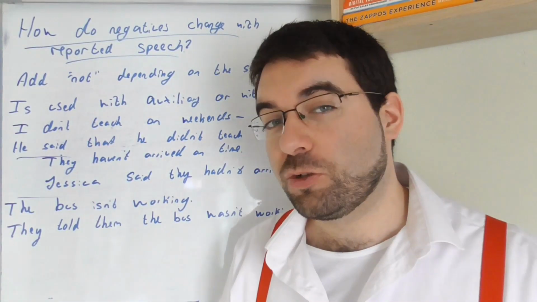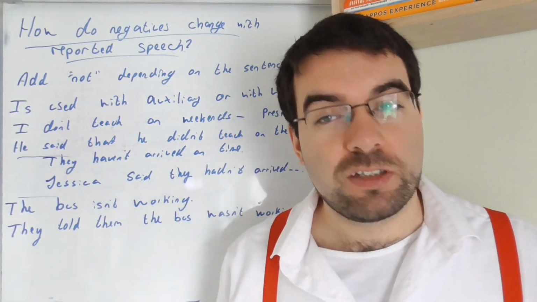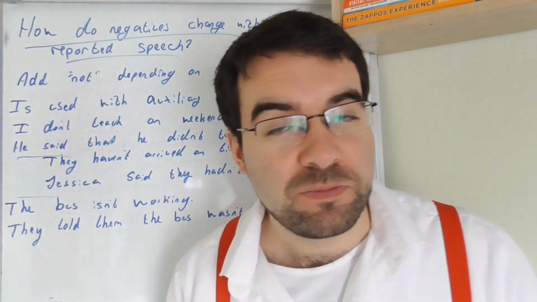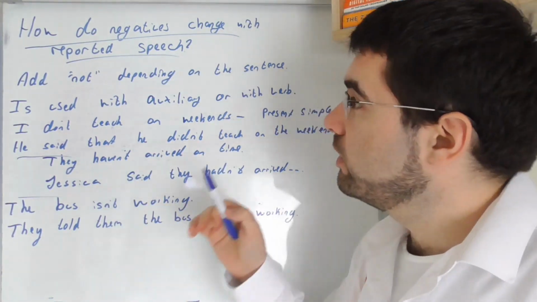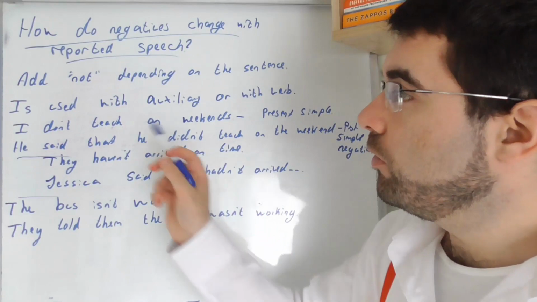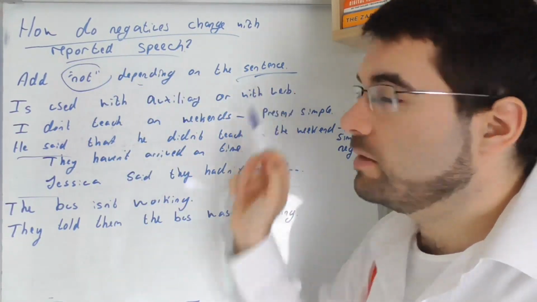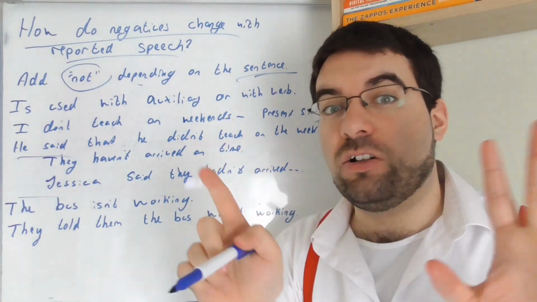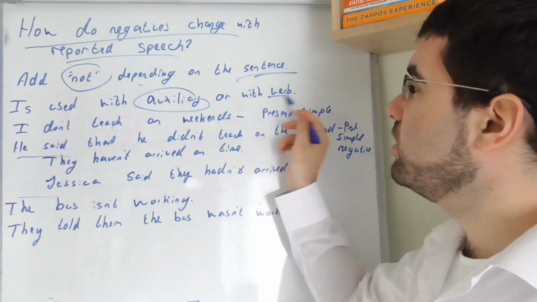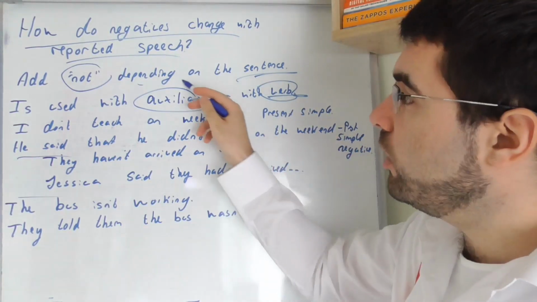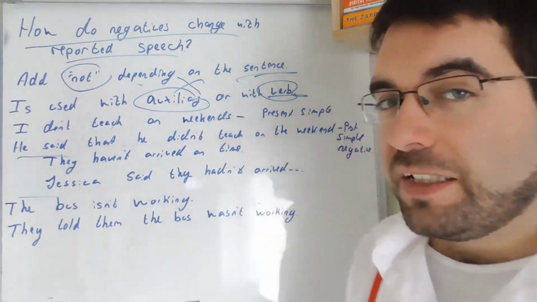Welcome to the channel, English with Adrian, helping you to expand your vocabulary, increase your English, and speak like a native Englishman. So let's have a look at how negatives change in the reported speech. We often, more often than not actually, add not, depending on the sentence. It's used with the auxiliary verb, or simply with the verb if there is no auxiliary verb. Let's have a look at some examples.